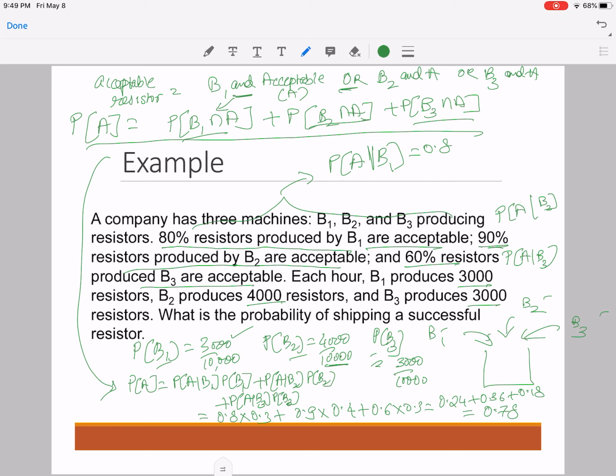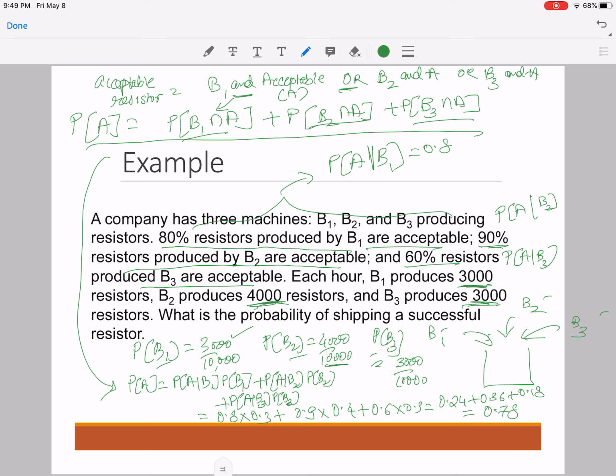So if I were to pick a resistor at random, there's a 78% chance that it's a good resistor. In this way, you apply the law of total probability equation or theory whenever you are interested in an outcome that can come from multiple sources, and those multiple sources themselves have certain probabilities of being chosen.